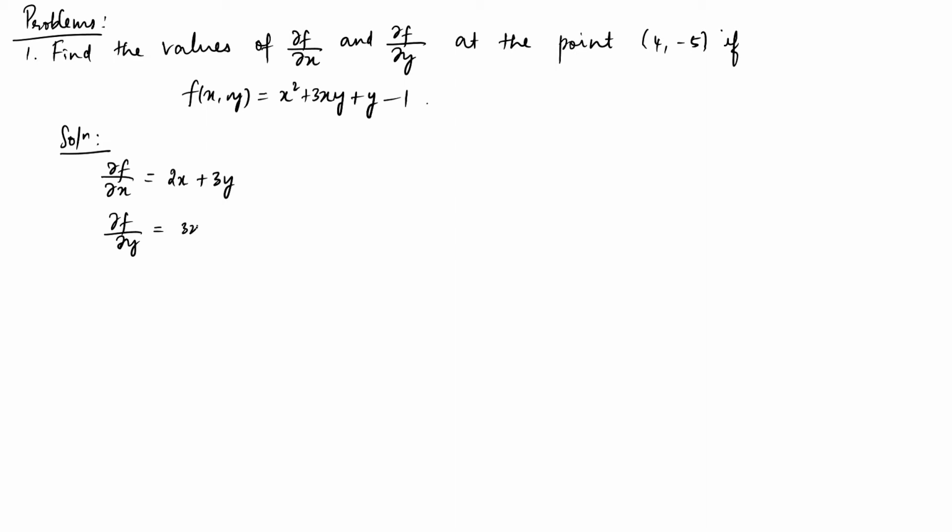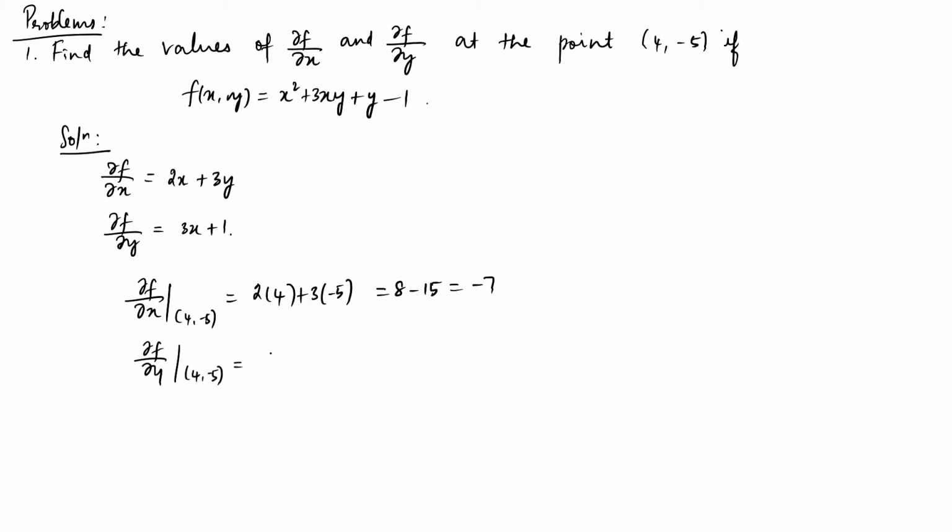So now we are asked to find the values of the derivatives of 3x plus 1 at the point. So del f upon del x at the point (4, -5) is 2 times 4 plus 3 times -5, which is 8 minus 15, that is minus 7. Del f upon del y at the point (4, -5) is 3 times 4 plus 1, which is 12 plus 1, which is 13.